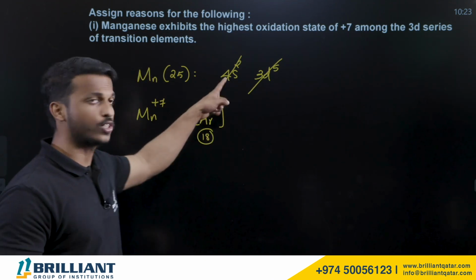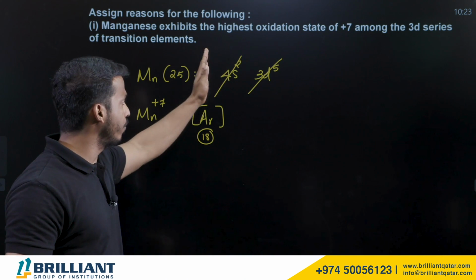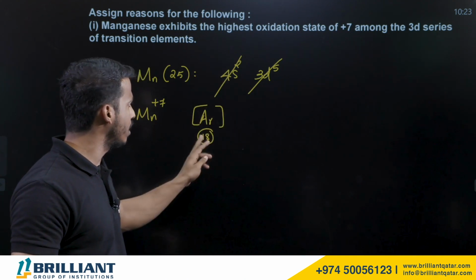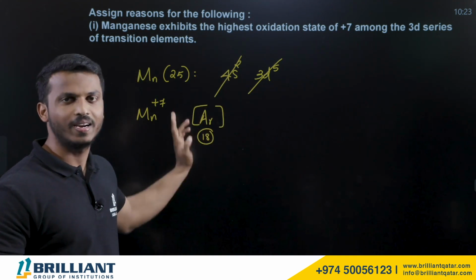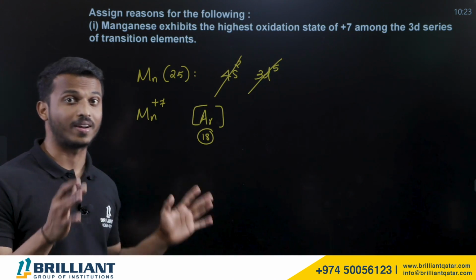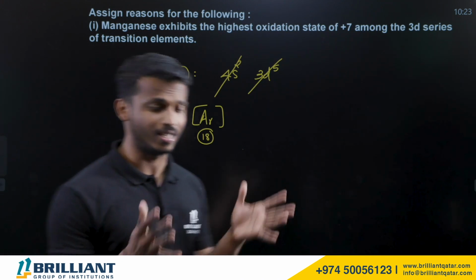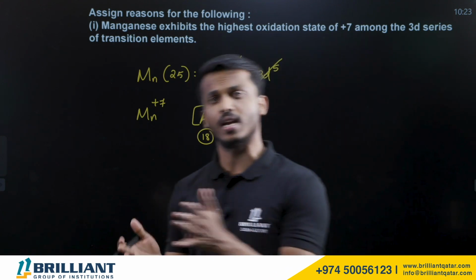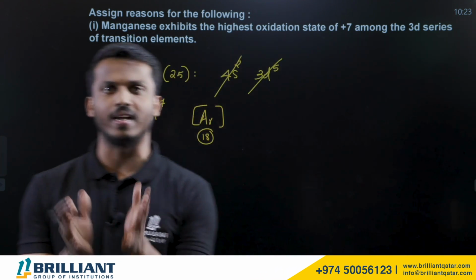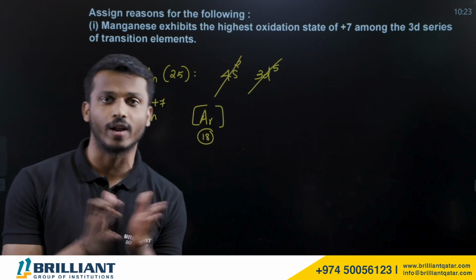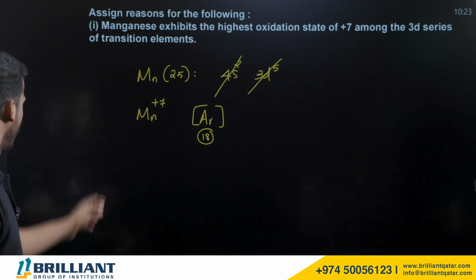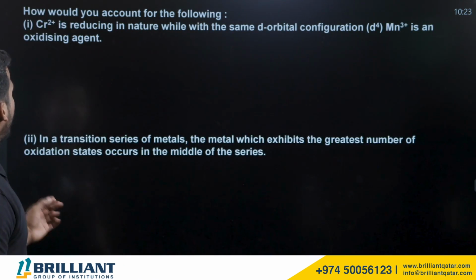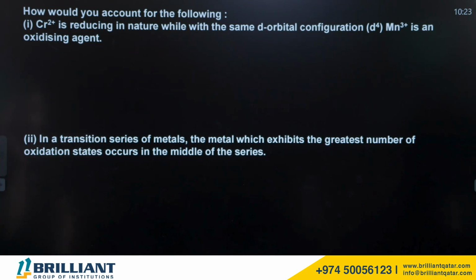Okay, up to 4s2 means 20 electrons. If 2 electrons are gone, the remaining element is which one? Argon, that is 18 electrons. Argon is a noble gas, a stable configuration. So why does manganese exhibit the +7 oxidation state? In order to attain a stable electronic configuration of a noble gas. Okay, simple one.